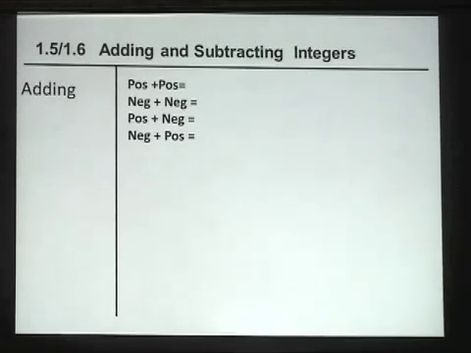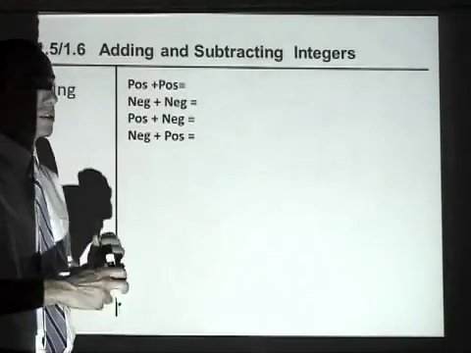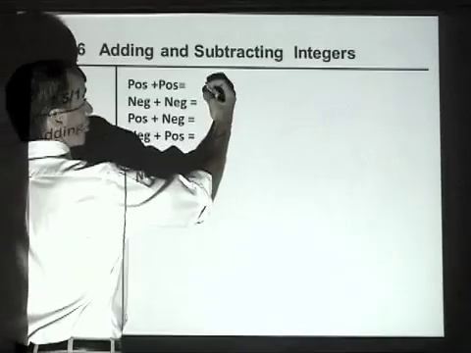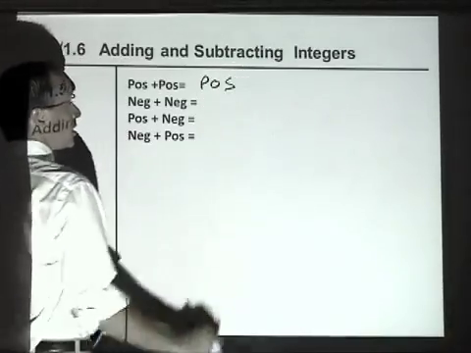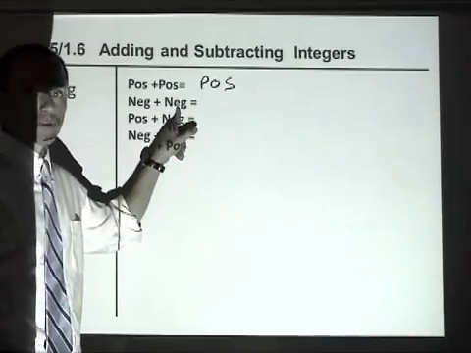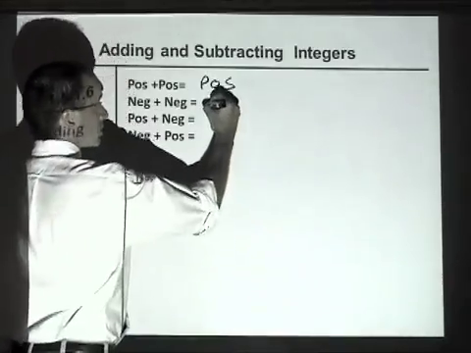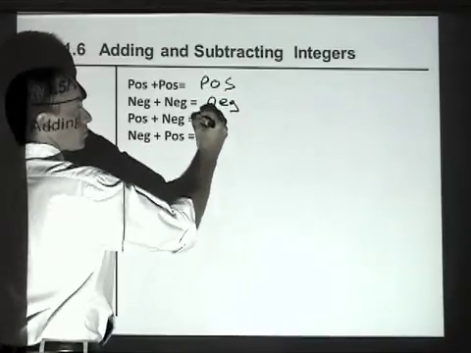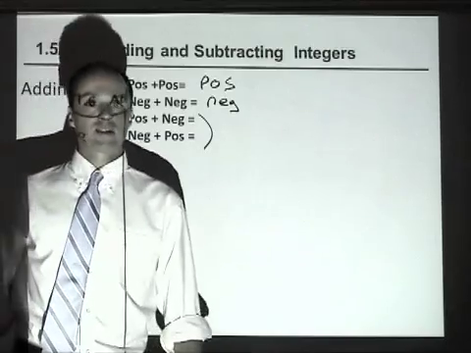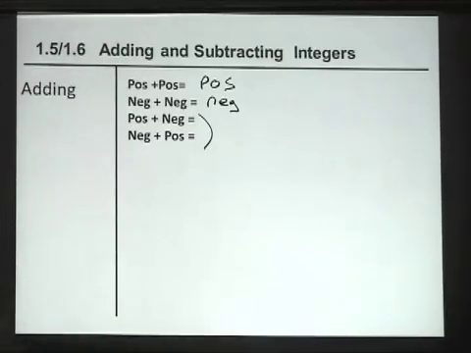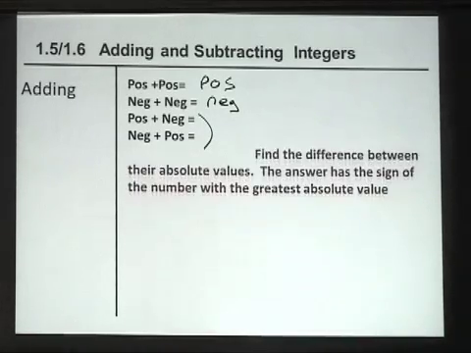Well, the answer to this one, a positive plus a positive, no matter what those positive numbers are, is always going to be positive. And a negative plus a negative, doesn't matter what those numbers are, the answer is always going to be negative. What about these two? A positive plus a negative, and then a negative plus a positive. Well, here's the rule. What you need to do is find the difference between their absolute values. The answer has the sign of the number with the greatest absolute value. Please make sure you copy this all in your notes.